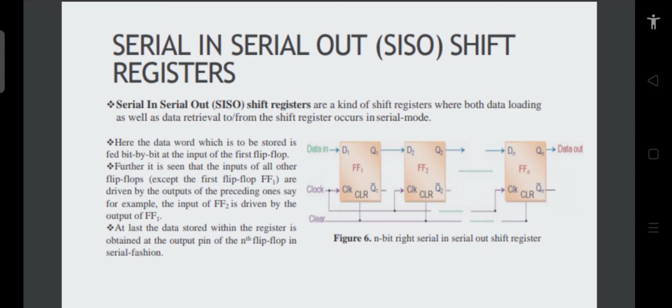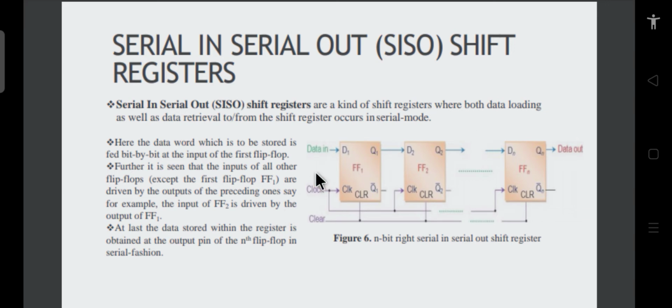As you can see, there are 2 possibilities, serial and parallel. So the data can be either in serial form or in parallel form. Overall, shift registers are basically of 4 types: serial in, serial out; serial in, parallel out; parallel in, serial out; and parallel in, parallel out. We'll discuss each of them separately. First we are discussing the serial in, serial out shift register.